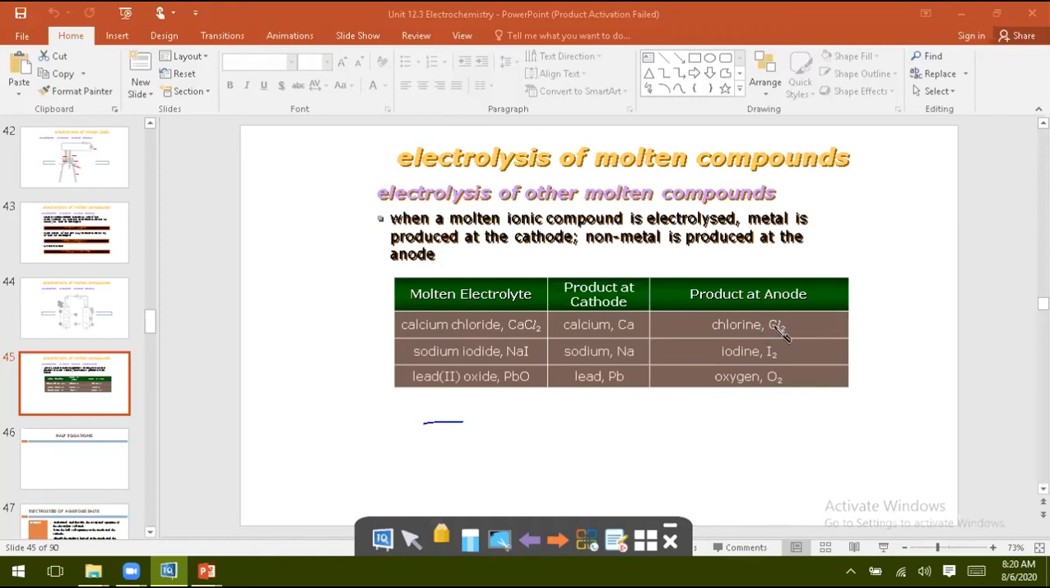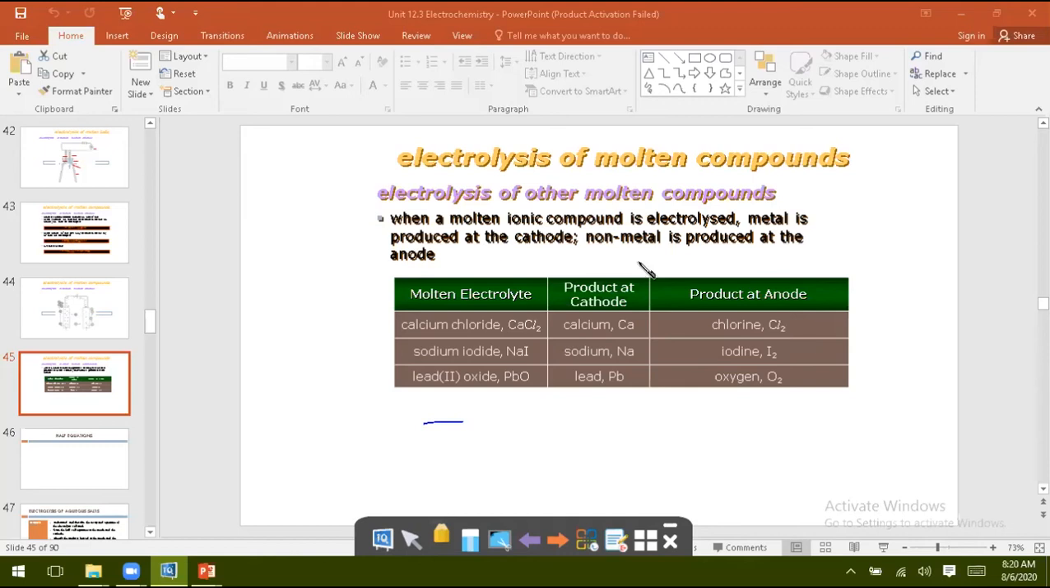You can write chlorine gas or you write a symbol, but when you write a symbol, you have to write it as Cl2, which denotes a gas. If you write Cl, you might be marked wrong because Cl is an atom. All right. So basically, the metal ion moves to the cathode and it will form the metal, and the non-metal ion will move to the anode and it will form the non-metal. So for calcium chloride, calcium is the product at the cathode and chlorine will be the product at the anode.